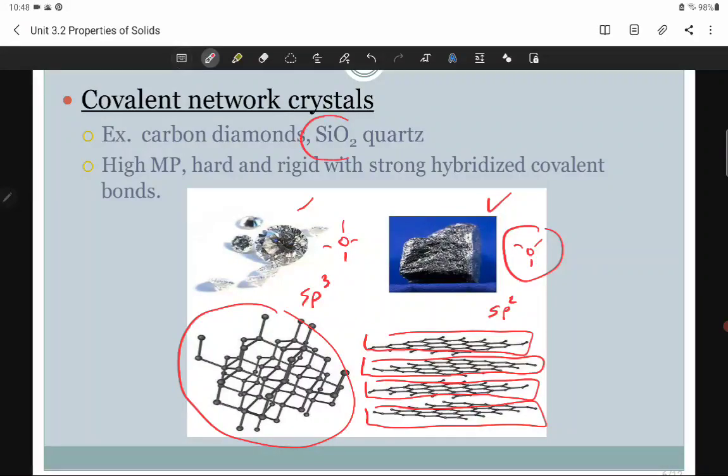And here's another one, silicon dioxide, and there are some other ones too, but they are covalently bonded together, so that will give it a high melting point, high boiling point. Depending on what the material is, obviously it's going to have a different number. They're generally hard, they're generally rigid. Yes, there's going to be a lot of variation in that. Obviously, diamond and graphite are very different from each other.